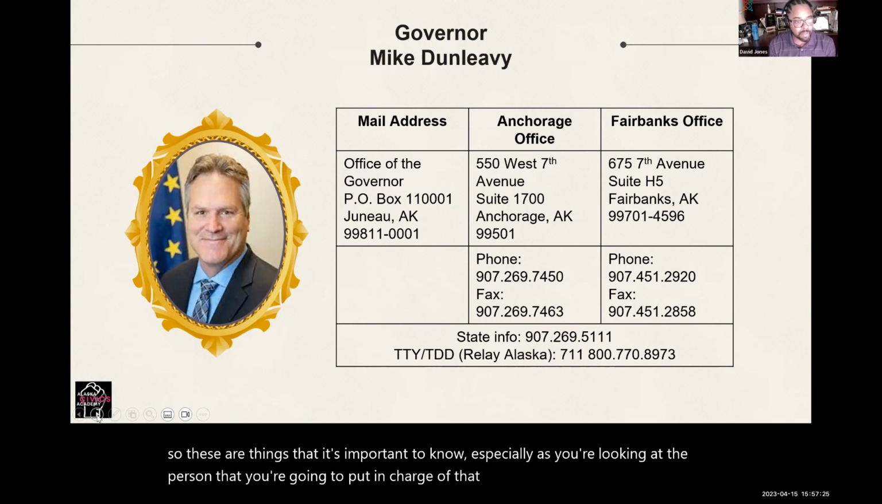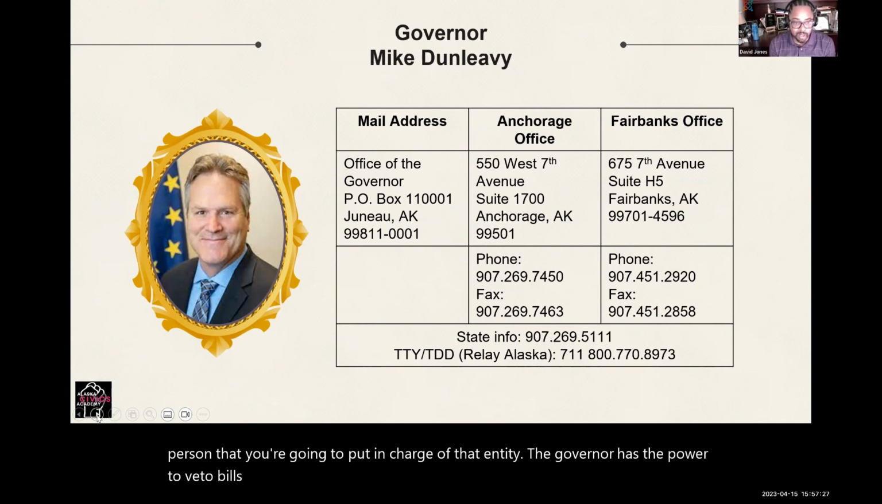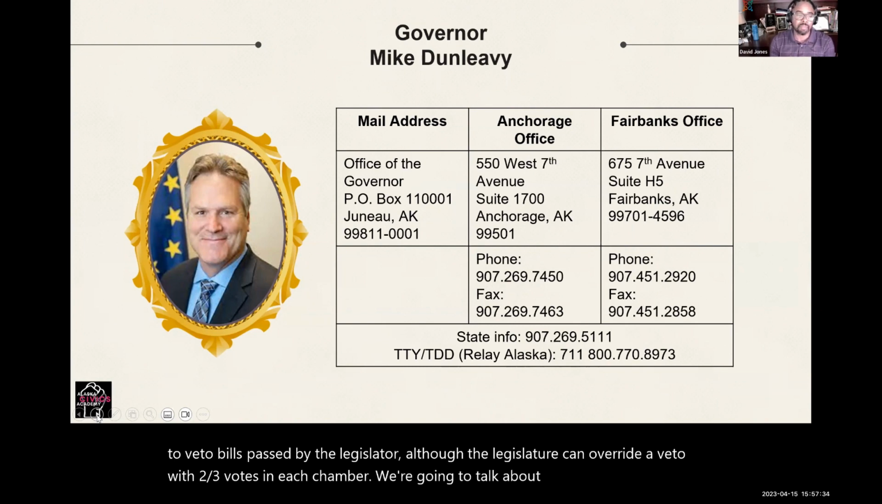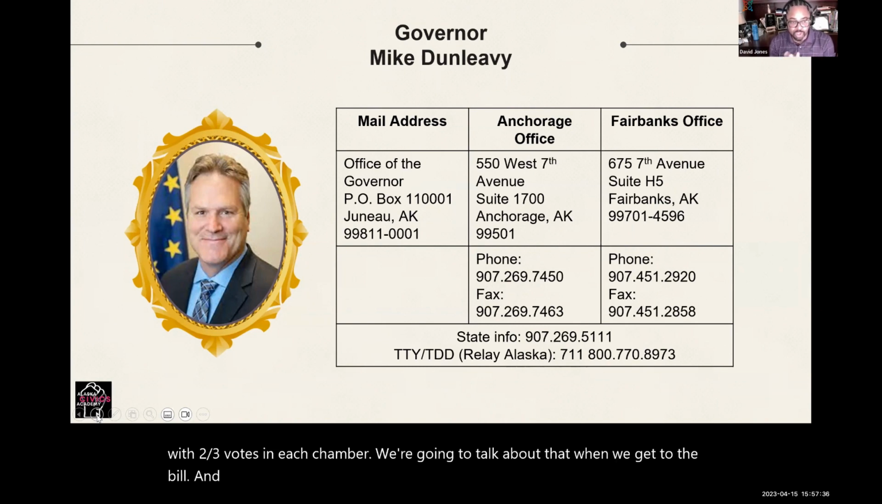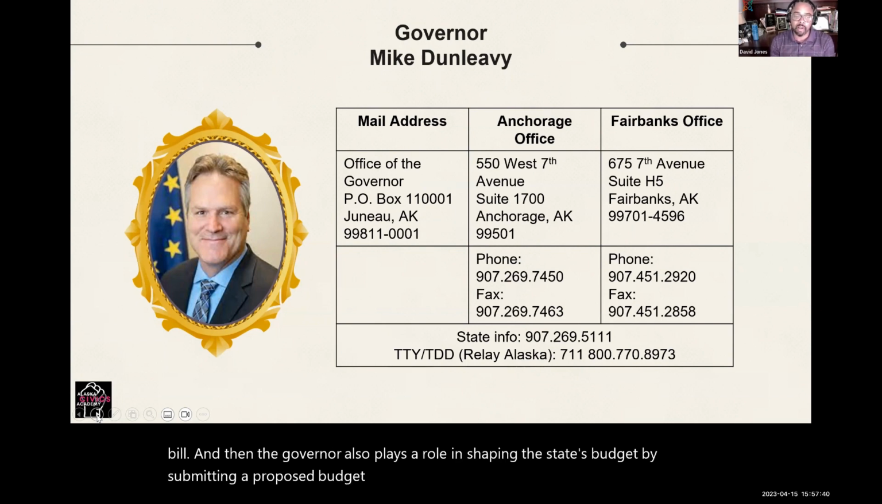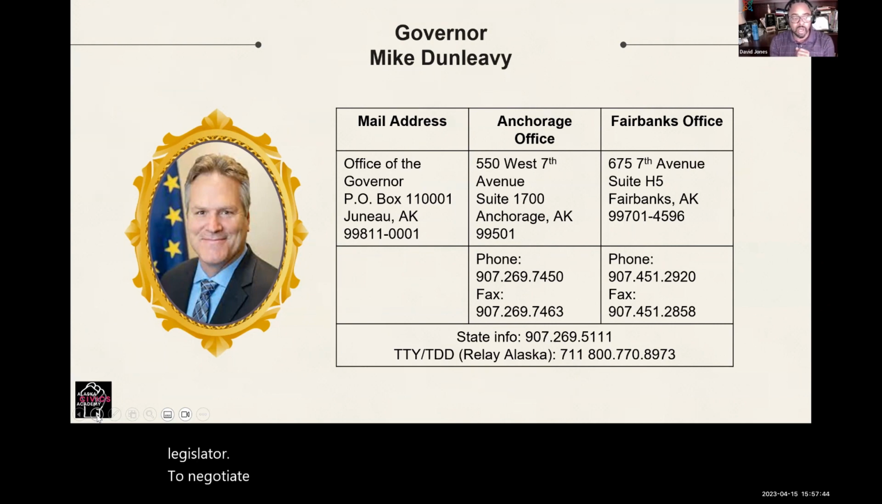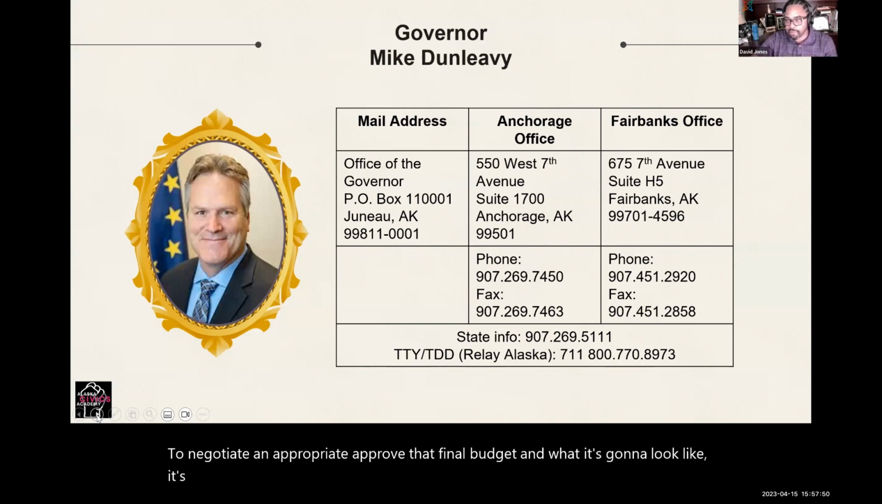The governor has the power to veto bills passed by the legislature, although the legislature can override a veto with 2/3 votes in each chamber. We're going to talk about that when we get into the bill. The governor also plays a role in shaping the state's budget by submitting a proposed budget to the legislature each year and working with the legislature to negotiate and approve the final budget and what it's going to look like. It's basically the CEO of the state.